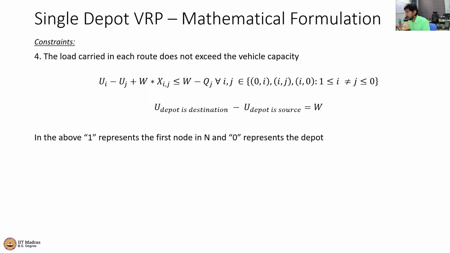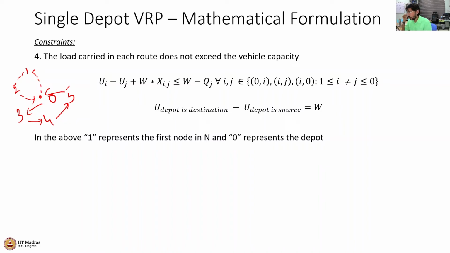So I have 5 locations: location 1, location 2, location 3, location 4, location 5, and the depot which is at 0. Let's say I have a route which goes from 0 to 1, 1 to 2, and 2 back to 0. And the second route goes from 0 to 3, 3 to 4, 4 to 5, and 5 to 0. So those are the 2 routes for me. I have 2 vehicles, I have created 2 routes.